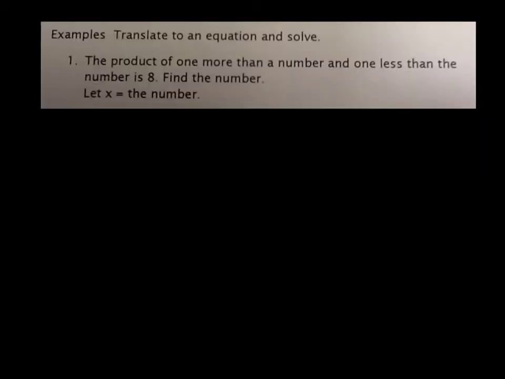Okay, so let's look at this first one. It says the product of one more than a number and one less than the number is 8. Okay, so the first thing you're going to want to do is give the number a variable, because they didn't tell us what it is, right? So we're going to say x equals the number. Whatever x is going to give us the number.